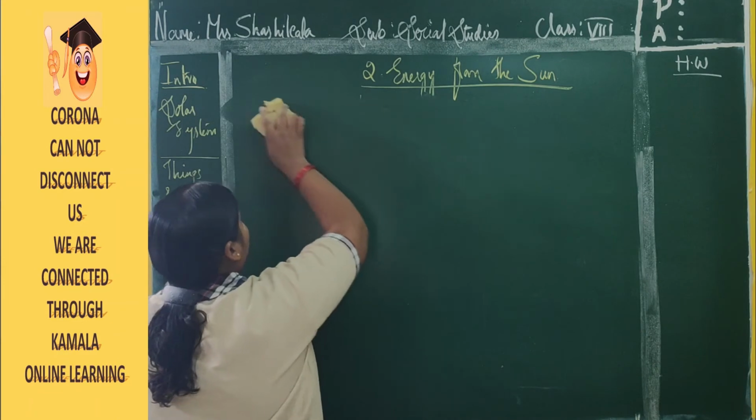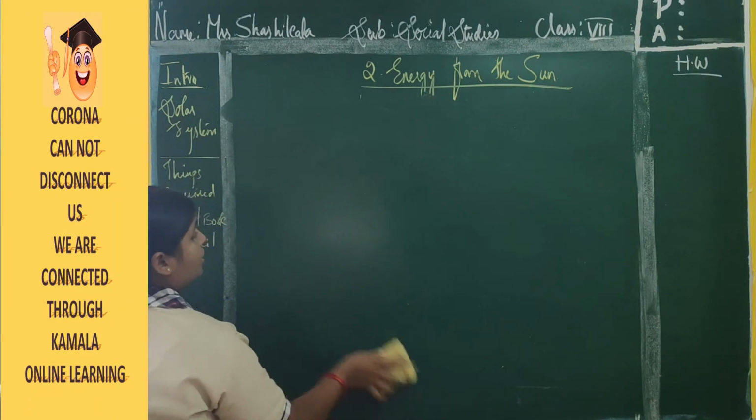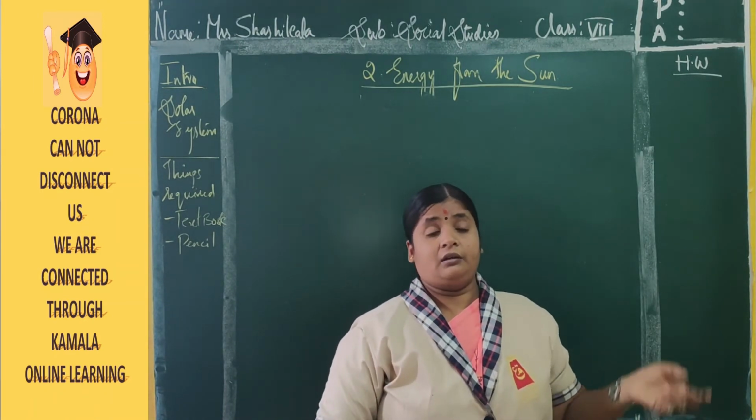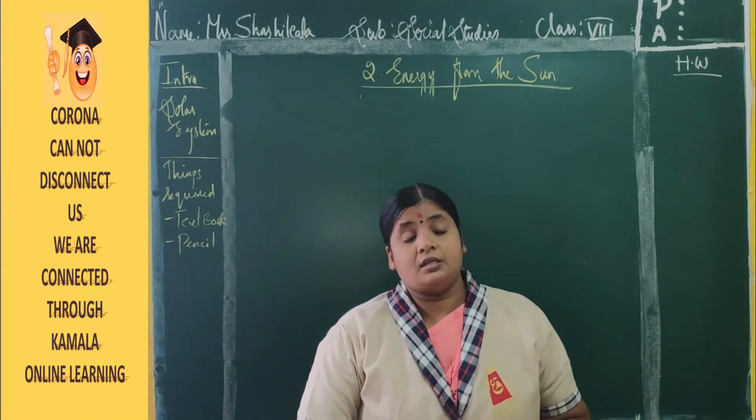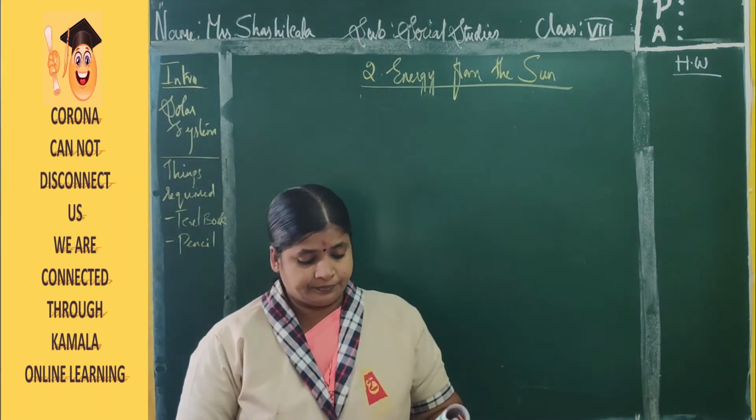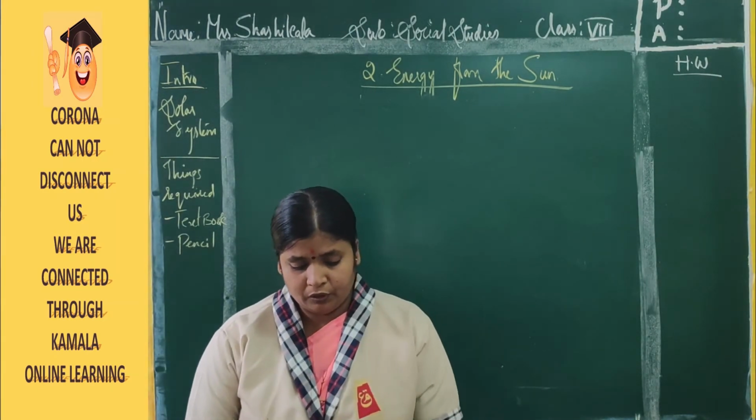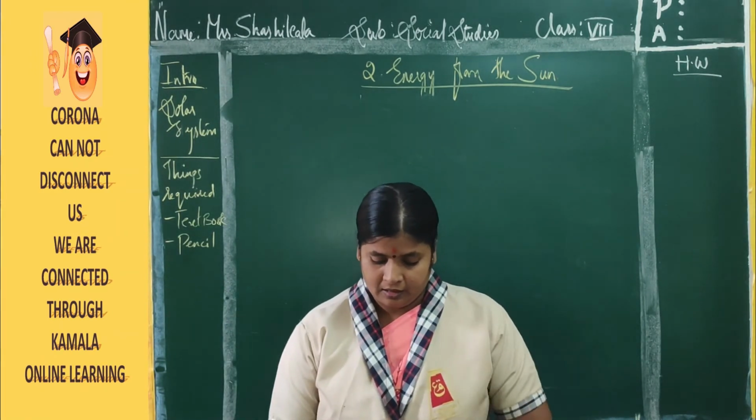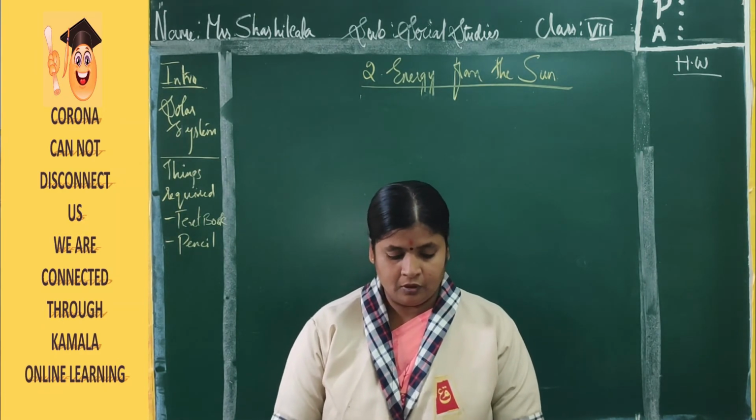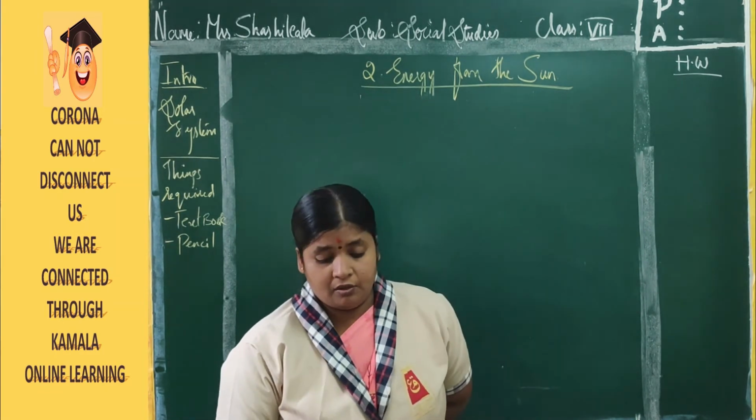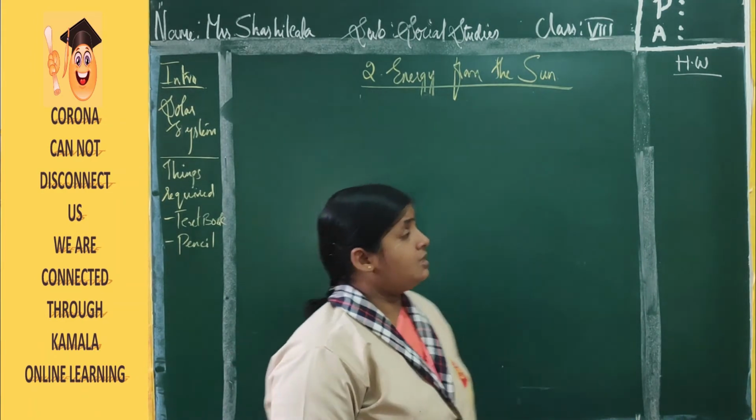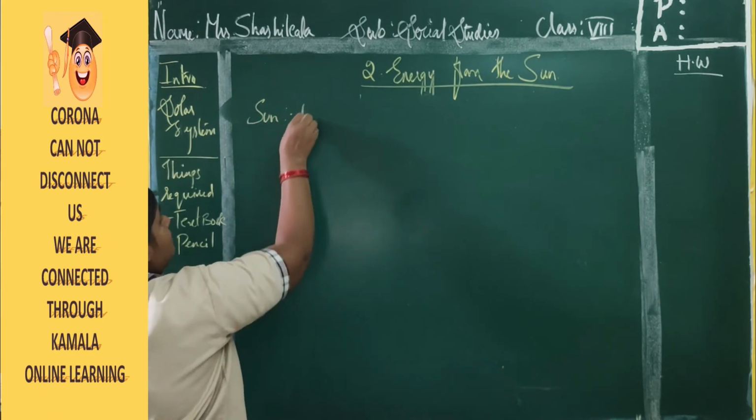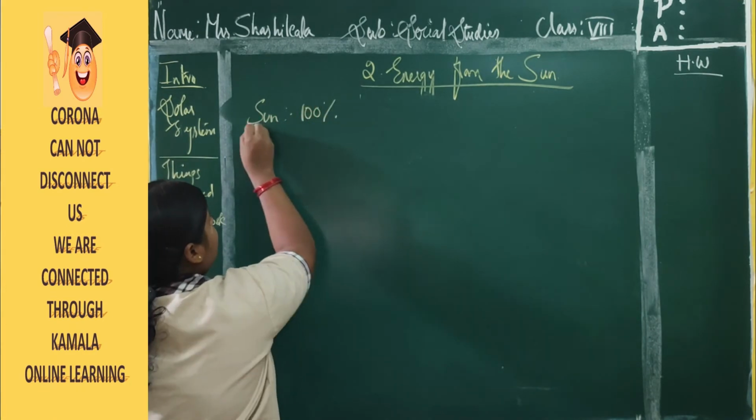When the sun rays are falling on the earth, it is known as solar radiation. The heat which is given out by the earth is known as radiation. So here moving to the next topic, that is about the sun rays and the earth's surface. Now before starting the sun rays and the earth's surface, here the sun is giving 100% radiation to us.